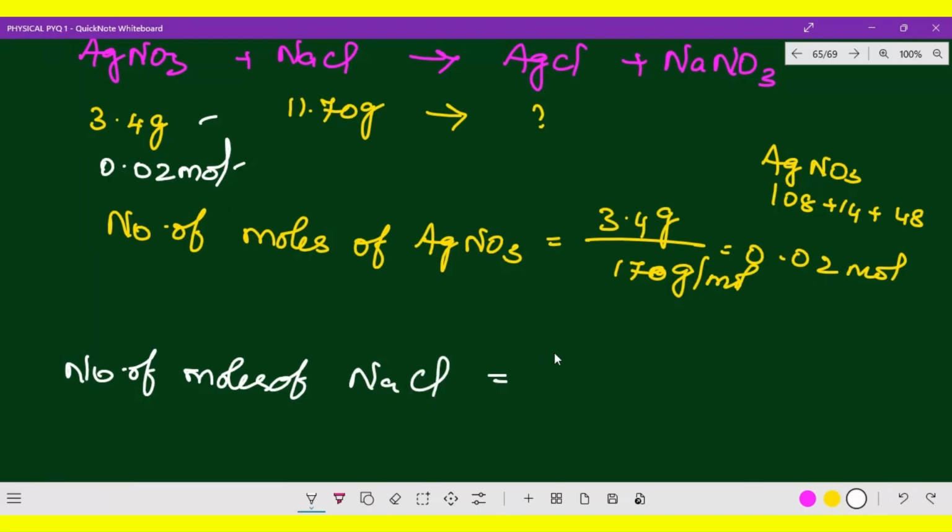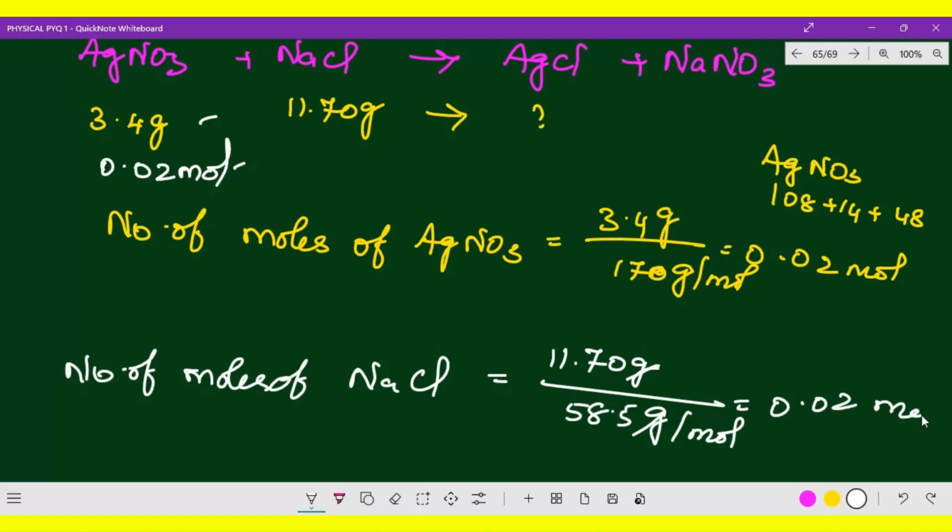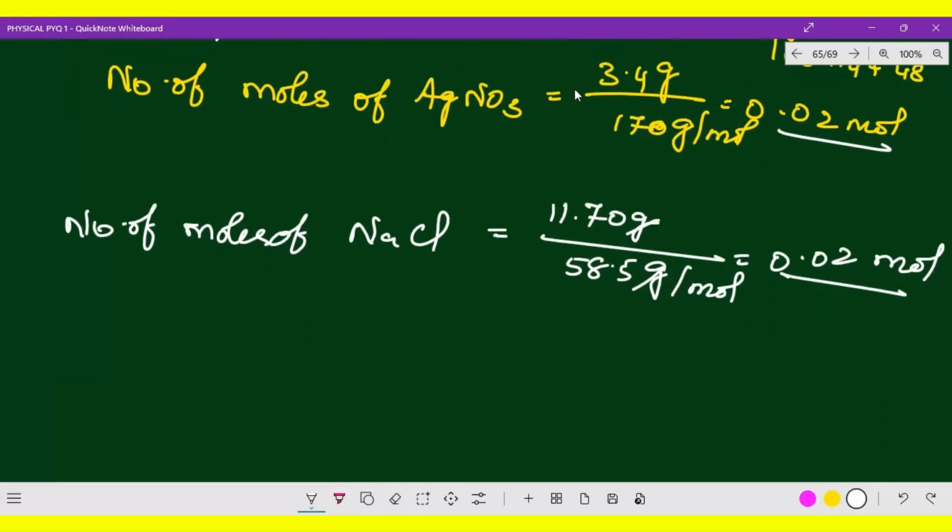For NaCl, you will get the given mass 11.70 gram divided by molecular mass, how much is it? 58.5. Sodium is 23 plus 35.5 gram per mole. So here you will get the number of moles 0.02 mole. Here also the mole ratio is the same, 1:1. So here also 0.02 mole. The mole ratio is 1:1. So the mass of silver chloride only we have to identify.